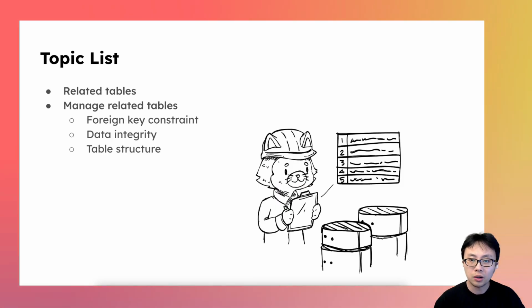Now you know what the related tables are. Let's move to discuss how to manage related tables. We will start with the foreign key constraint.